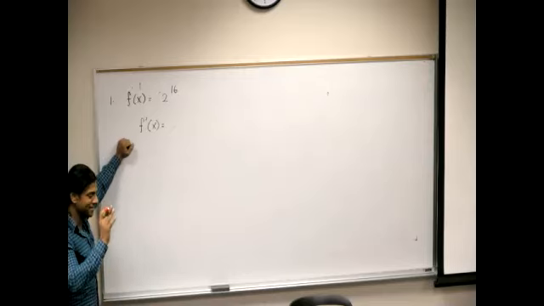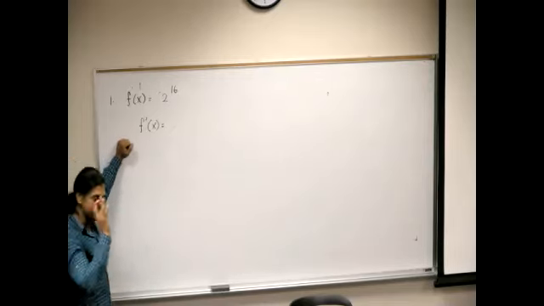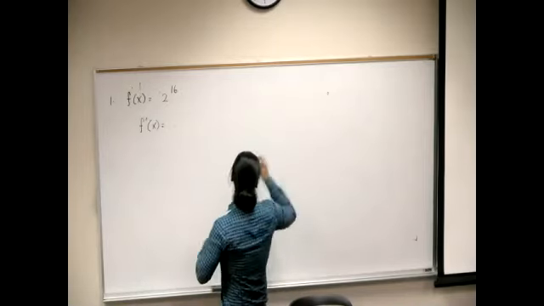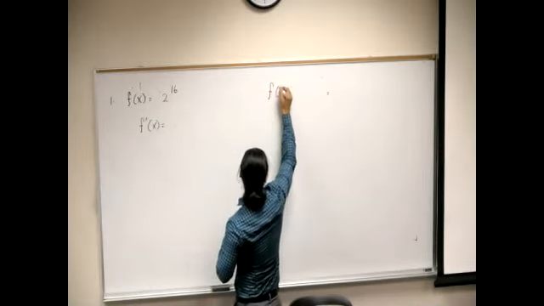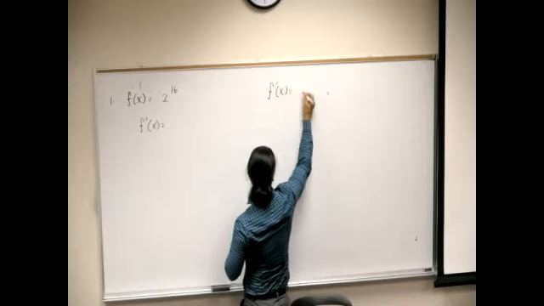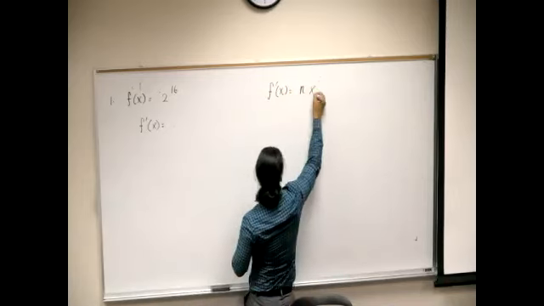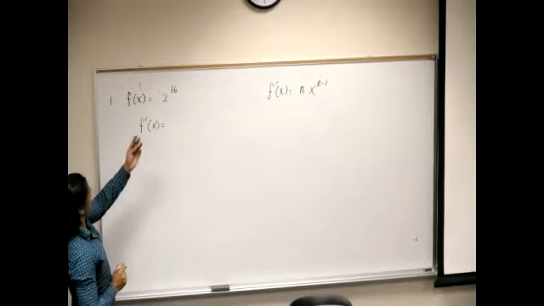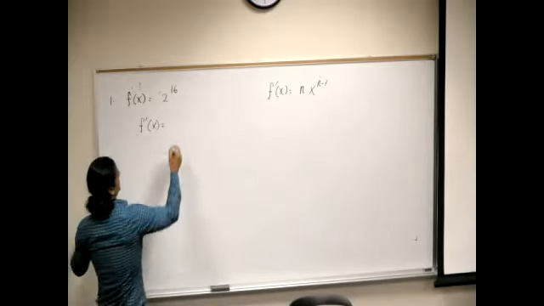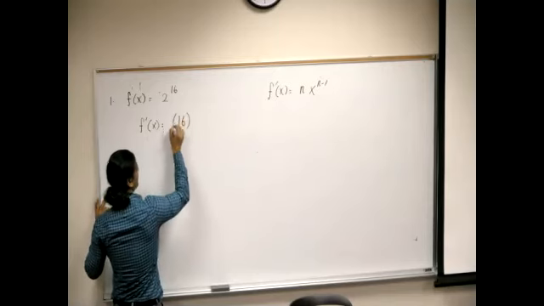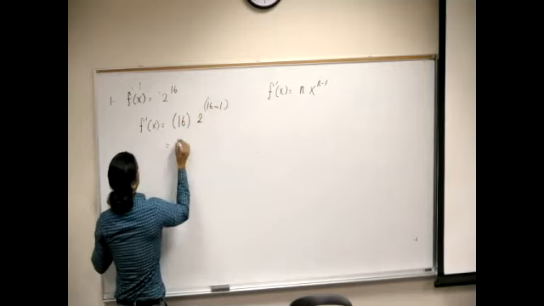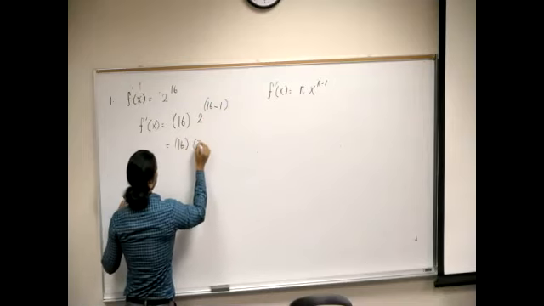because your brain is going to immediately jump into the power rule and do this. If f of x is x raised to the n, it will be n times x raised to the n minus 1. So n is 16. 16 times 2 raised to the 16 minus 1.